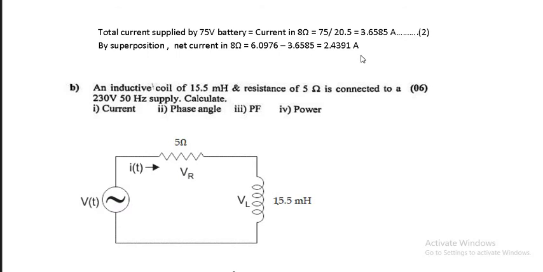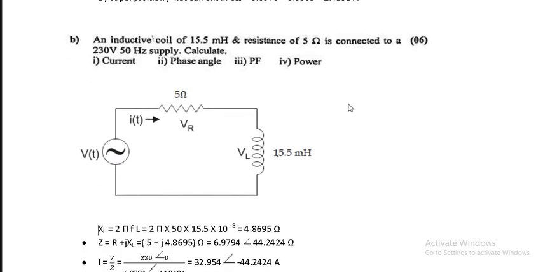Now let us start with the next problem. It is given as an RL series circuit. You have been given the value of resistance, the value of inductance and the value of the voltage source. The very first thing you have to do in an AC fundamentals problem is, if inductance or capacitance is given to you, you have to convert it into XL or XC, that is inductive reactance or capacitive reactance, right?